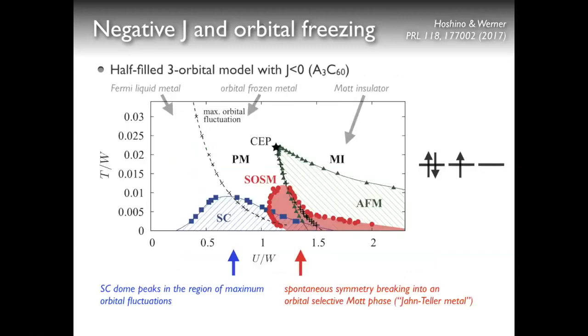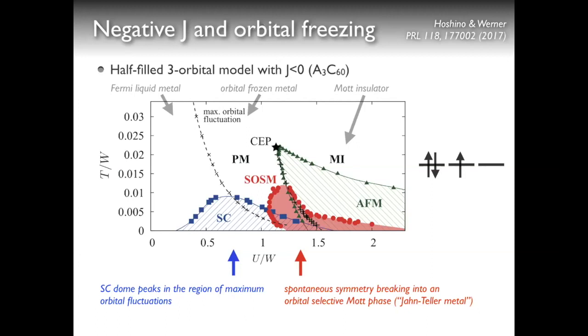Now, the realistic systems which have effectively negative J's are the fulleride compounds, and these are half-filled 3-orbital systems. There the situation is a little bit different, because in a 3-orbital system with 3 electrons, if 2 electrons pair up in one orbital, there is still a 3rd orbital with a single electron that can support metallicity. So these systems do not so easily go Mott insulating.